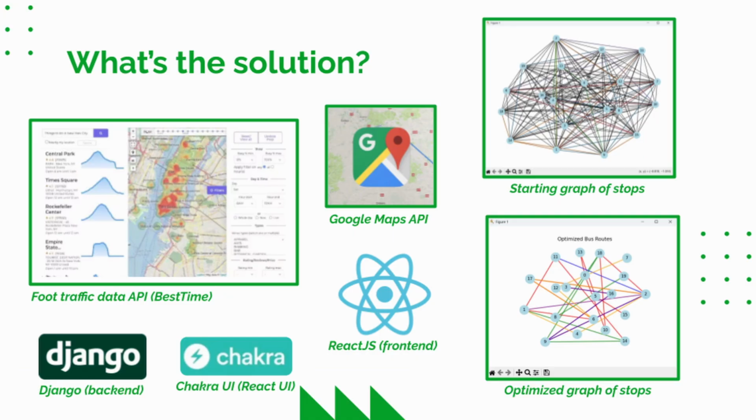That's why we developed BitStop, a website built with a Django backend, React frontend, and Chakra UI that utilizes foot traffic data, custom heuristic route generation algorithms, and more to determine locations most in need of public transit and generate an optimized bus route to connect them.